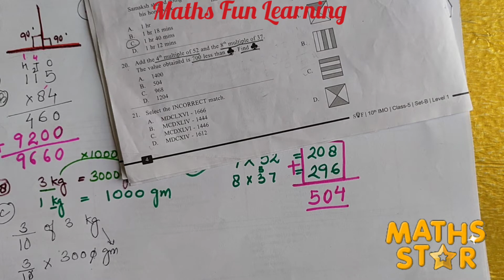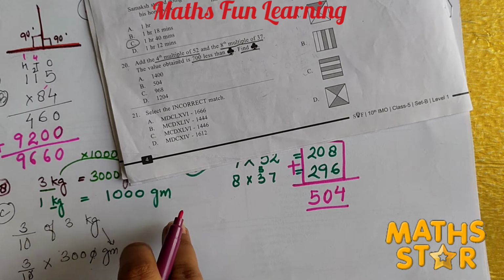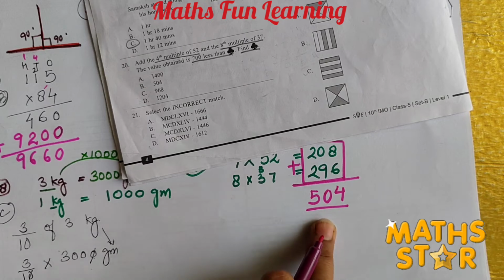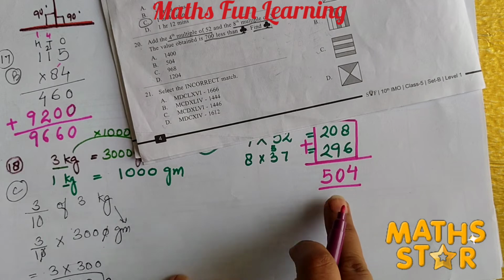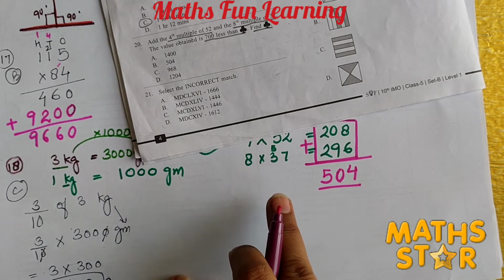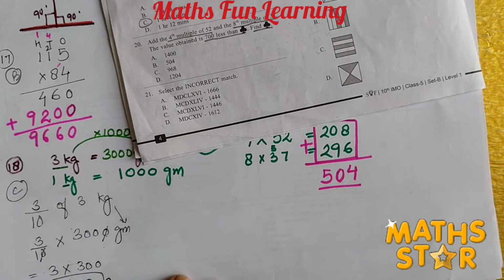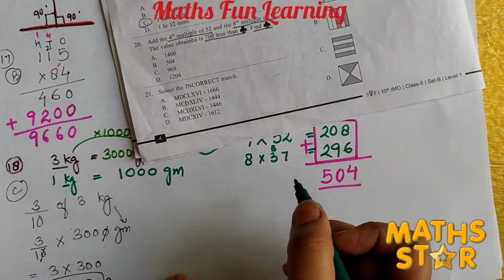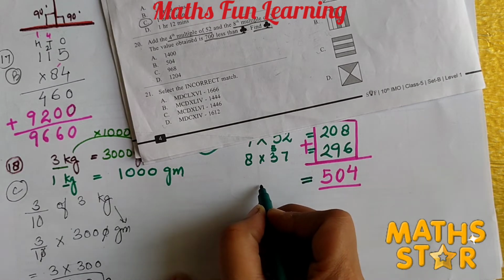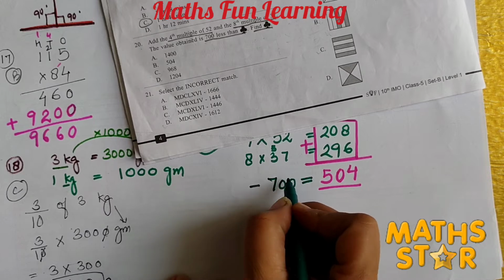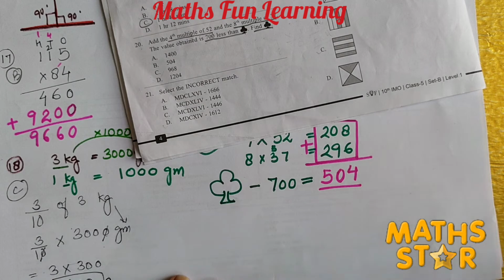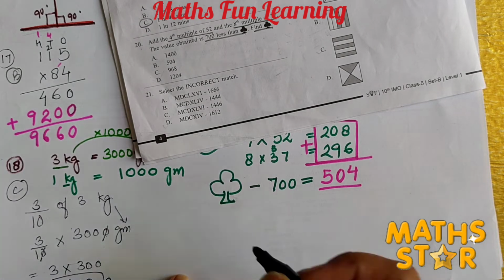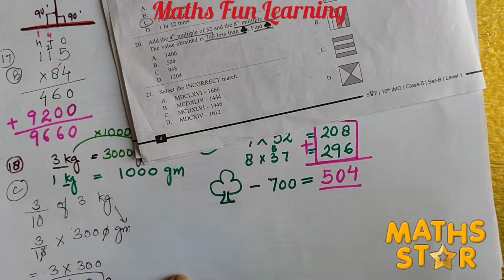Okay, what do you mean by this? The question said that the value obtained, that is 504, is less than 700 from this black tree. Okay, I have to draw with black only. Yeah, my pen is not working.